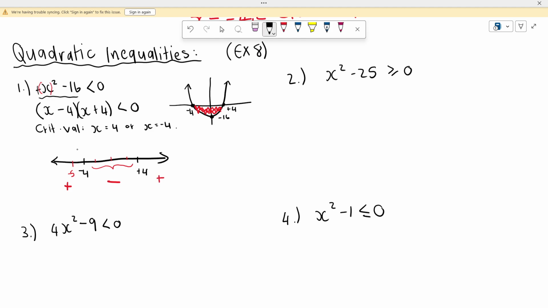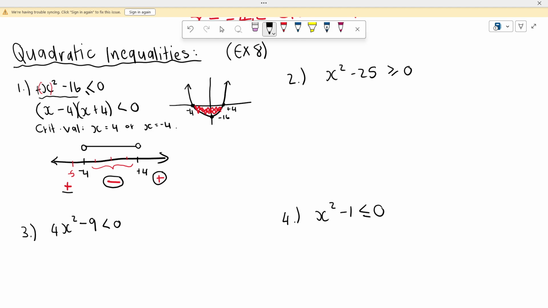So in essence, what they want us to say is that everything between these two open dots is going to be included in what they are asking. They're asking for everything that's smaller than 0 for this expression. Now, had you put that in your calculator, you would find exactly this. Anything smaller than negative 4 gives you a positive number. Anything between negative 4 and positive 4 will give you a negative number. And everything above 4 will give you positive.